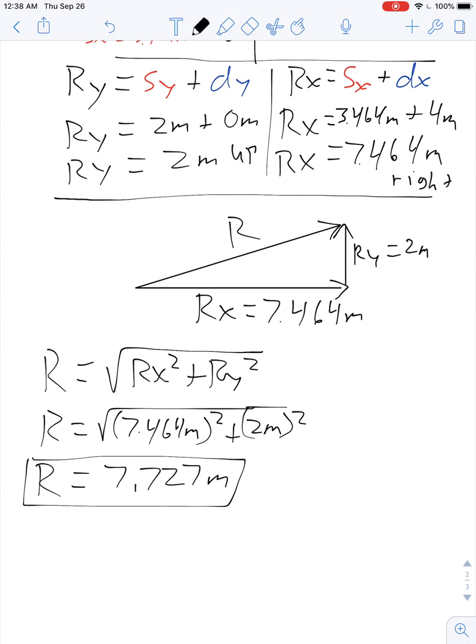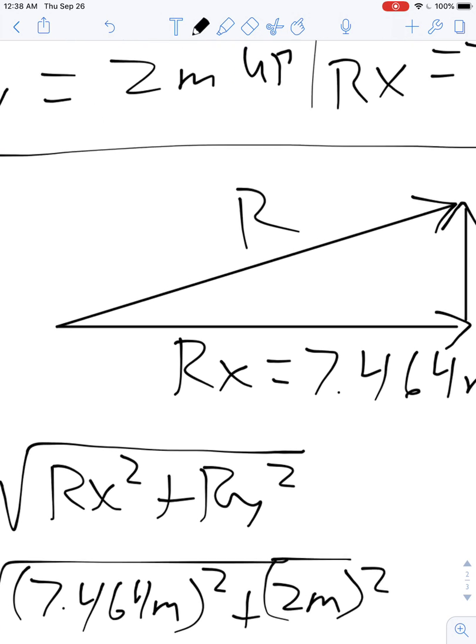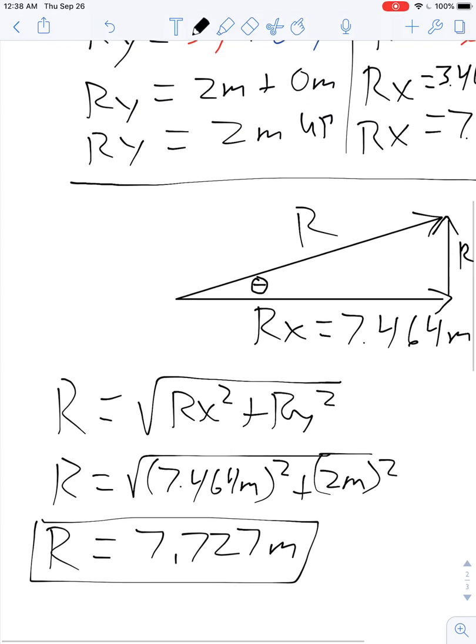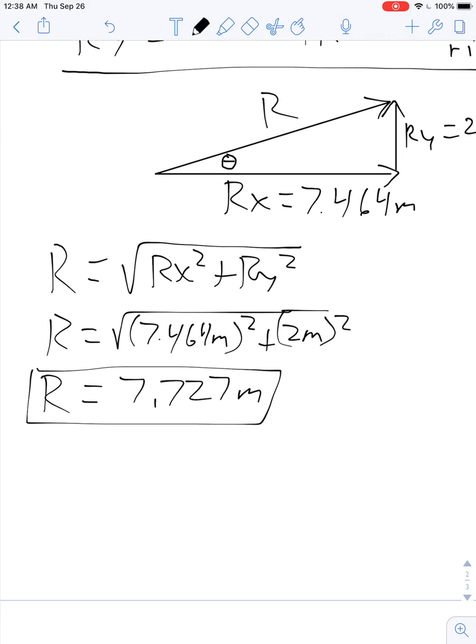Okay, and this right here is half of the answer, because what I've computed is just the magnitude. Vectors have magnitude and direction. So let me add in the missing variable. That's my theta, that's for my direction. Now I have all three pieces of the triangle.